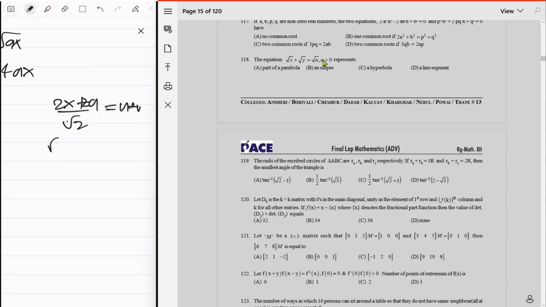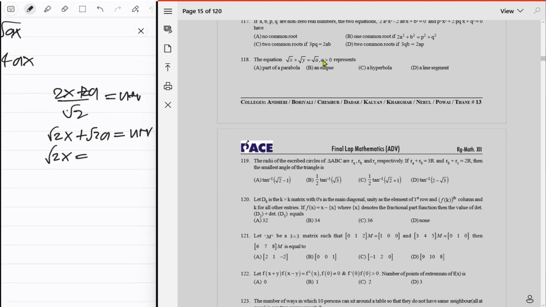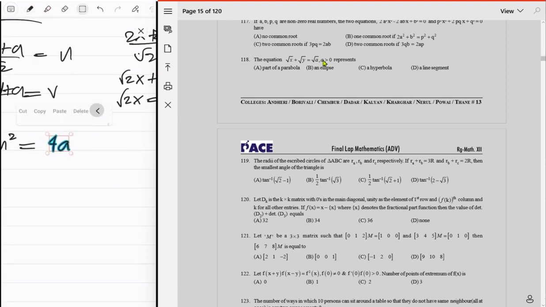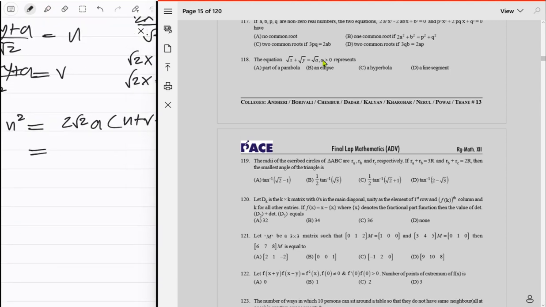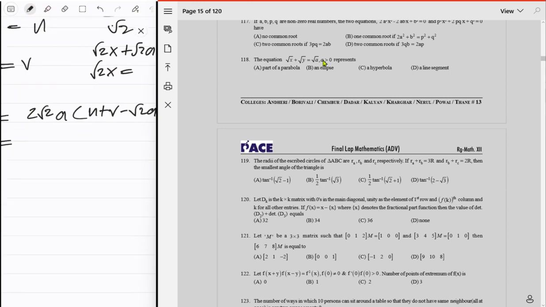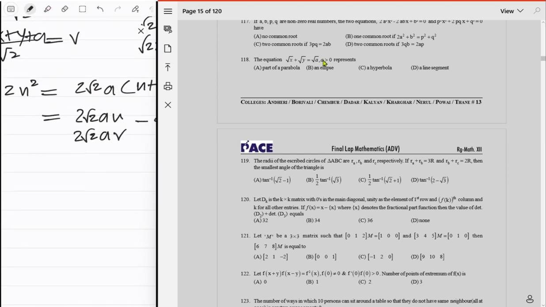it's like this thing, square root of 2 times x, the square root of 2 times a is equal to u plus v. Square root of 2x is equal to u plus v minus square root of 2a. ठीक है, जो 2 square root of 2 times that thing, so 2 square root of 2a times (u plus v minus square root of 2a), right? It's like this thing. It's just 2 square root of 2a times u plus 2 square root of 2a times v minus 4a squared.